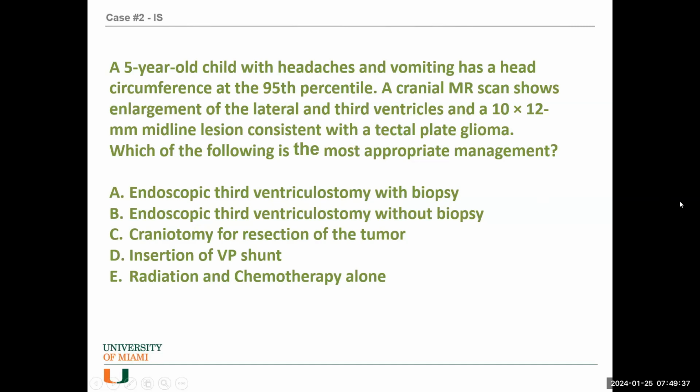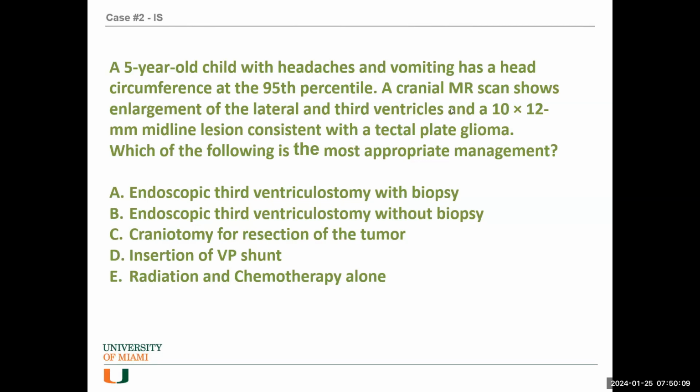Let's see, Vaidya, are you on? Yeah, I'm on. Perfect. Go ahead and kind of read this question. Essentially, it's asking, this patient has a 5-year-old child vomiting, high head circumference, probably, definitely hydrocephalic from the MR scan, enlargement of the lateral and third ventricles, and a midline lesion consistent with a tectal plate glioma. What are you going to do for this child?